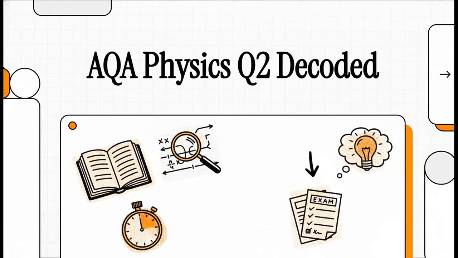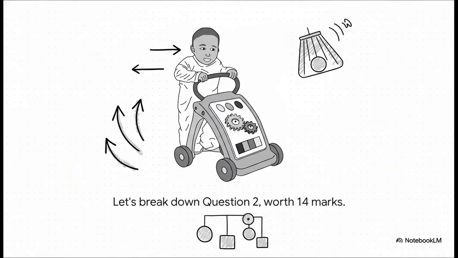Welcome. Have you ever looked at a big 14-mark exam question and just thought, where do I even begin? Well, in this explainer, we're going to break down question 2 from the AQA GCSE Physics Paper 2. We'll use the official mark scheme to show you exactly how every single one of those marks is won. Okay, let's dive right in.